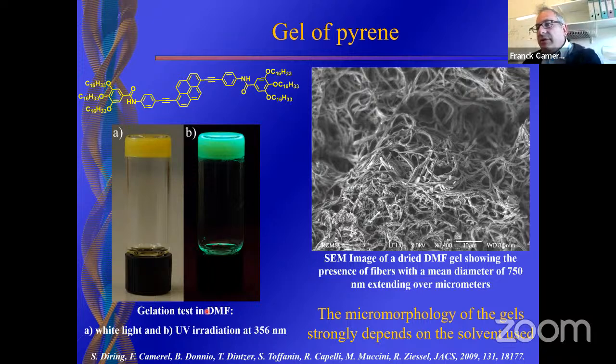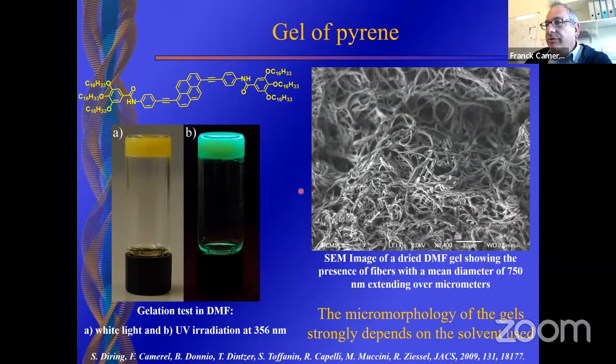So this molecule is able to gel, for example, here you see DMF. In DMF, when you take this molecule, you heat and you cool, and you have these gels. And if you look at this gel under UV light, you can see that this gel is strongly luminescent. Now, if you look at the morphology of the gel by scanning electron microscopy, you can see the formation of fibers due to the aggregation of this molecule inside the solvent. We have also shown that the diameter of these fibers is really sensitive to the nature of the solvent, and the size strongly depends on the solvent.